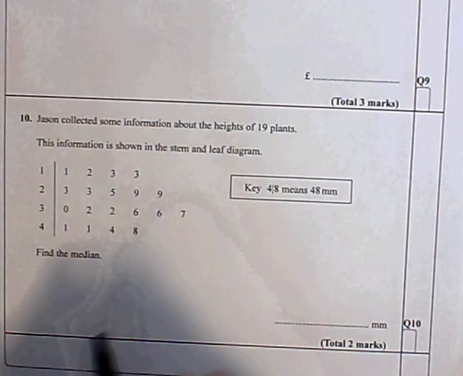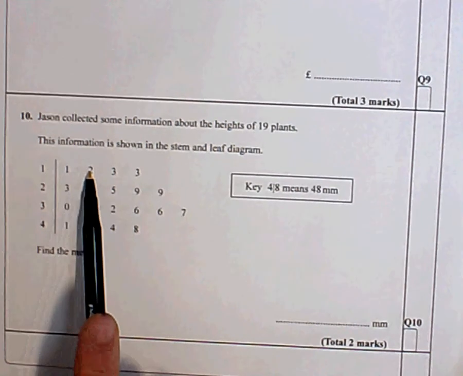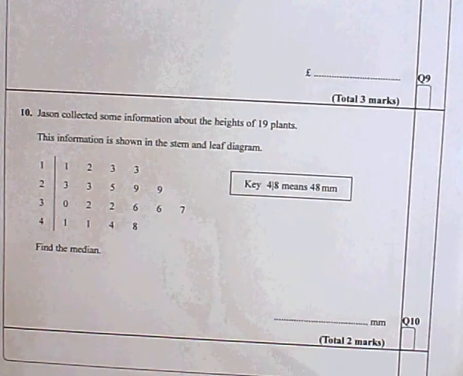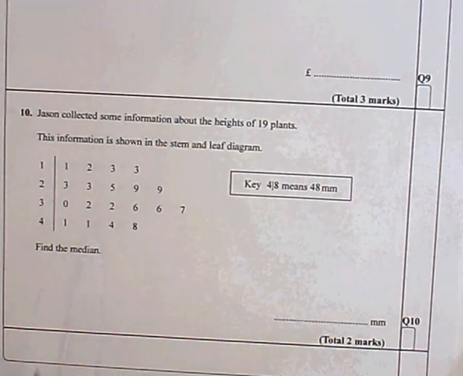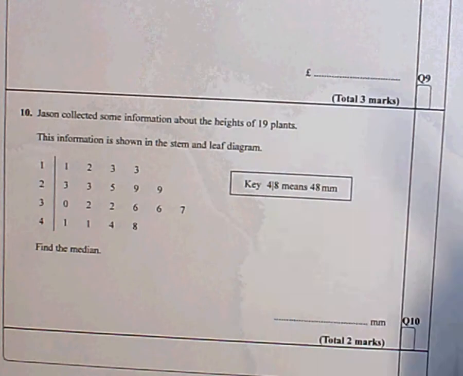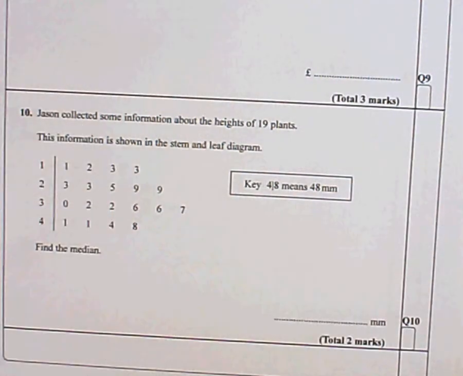Stem and leaf diagrams represent a big group of numbers. So basically this is 11, 12, 13, 13, 23, 23, 25 and so on. So it's a really big list of numbers. Now it's easy to see all the numbers represented like this instead of being a chain of numbers that are really big. So what you've got to do is use the same techniques that you do with lists of numbers on this.